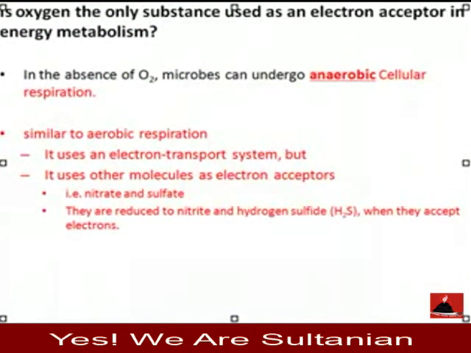So basically, I have that in this slide, and this is our final slide for the lecture. It starts out with a question: is oxygen the only substrate used as an electron acceptor in energy metabolism? And obviously, if I'm asking this question, the answer is no. So in the absence of oxygen, microbes can undergo anaerobic cellular respiration, and by doing that, they're going to substitute the oxygen molecules with some other substrates, such as nitrates and sulfates.